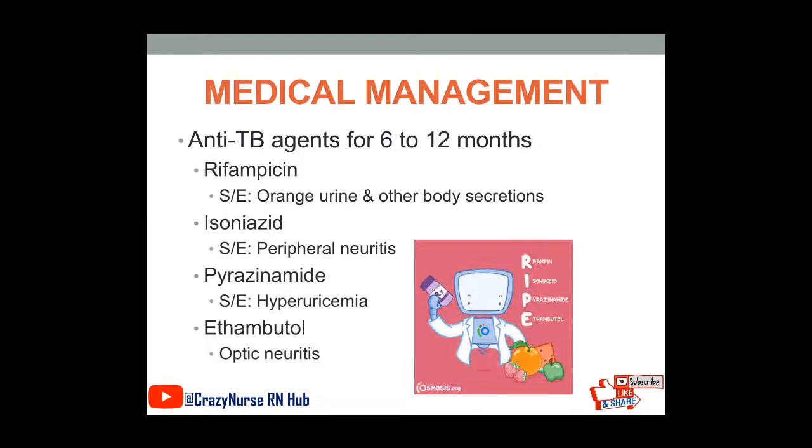So we have here 4 commonly used anti-tubercular drugs. First, we have your rifampicin, and the most common side effect of this is orange urine and other body secretions. We also have your isoniazid. Common side effect for this is your peripheral neuritis. We also have your pyrazinamide, and the common side effect is your hyperuricemia. Lastly, we have your ethambutol, the common side effect of which is optic neuritis.